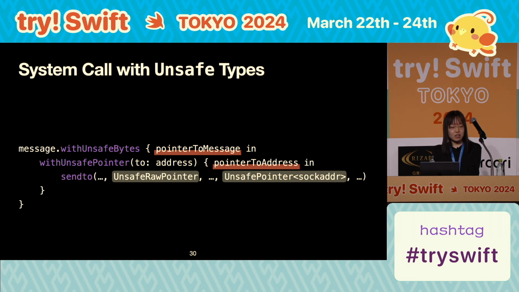This is sent to the system call. withUnsafeBytes and withUnsafePointer enable C interoperability. These methods provide unsafe values as closure arguments. The scope of these closures represents the lifetime of unsafe values, and they prevent us from accidentally referencing discarded pointers. These closures are nested, but it is a safe way to handle unsafe pointers.